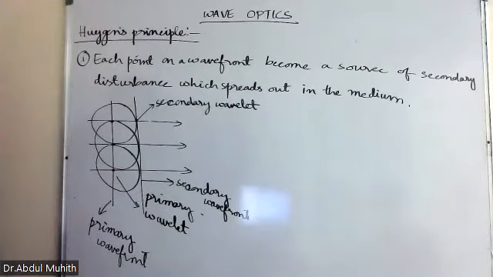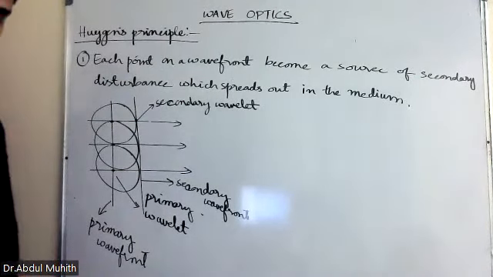He says in that point that the wavefront at any later instant may be obtained by drawing a forward common envelope to all these secondary wavelets at that instant.